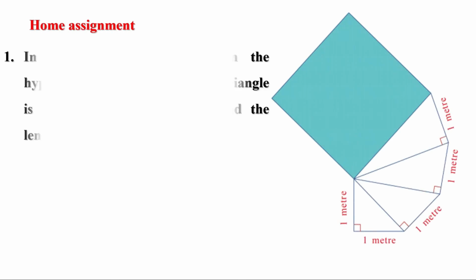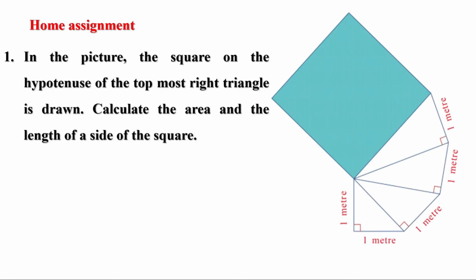Now there is a homework. In the picture, the square on the hypotenuse of the topmost right triangle is drawn. Calculate the area and the length of a side of the square.